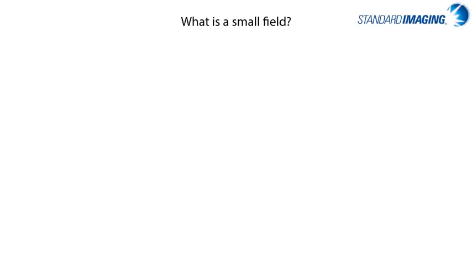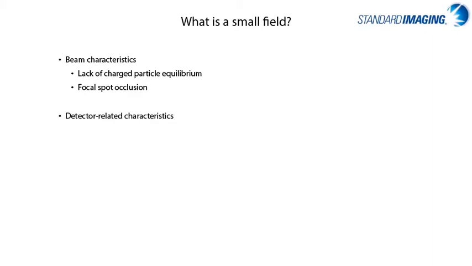To begin, I'd like to start with a working definition of what is meant when someone says small field. In general, when we are thinking about what defines a small field, they usually lack charged particle equilibrium, or CPE. The focal spot is often occluded by the collimators, and on the other end of the equation, the detectors used in small fields often have unique characteristics in regards to their response, size, and composition. We will cover each of these general characteristics in detail in the coming slides.